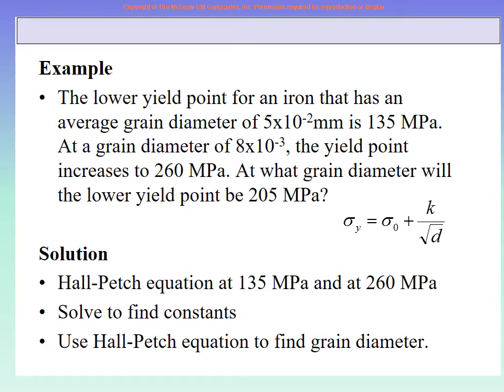First, we have given an average diameter and a yield strength. So you put into the equation and you say this is equation one. Second, we have given another average grain diameter and the yield strength. You put it into the Hall-Petch equation. You say it is equation two. So now you solve those two equations simultaneously and you find the two unknown constants. So now sigma naught and k are known. Therefore, now you can solve for any strength or any diameter. Okay, good.